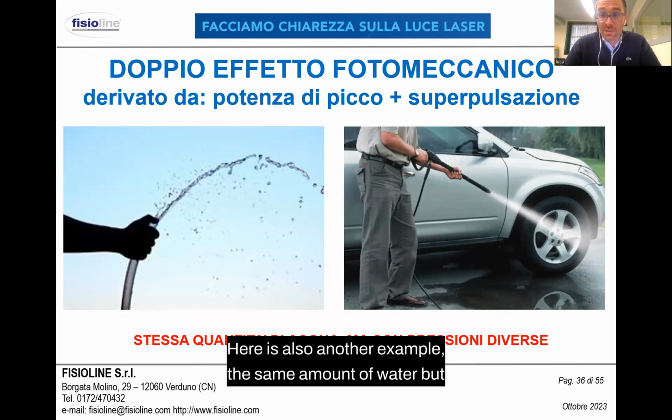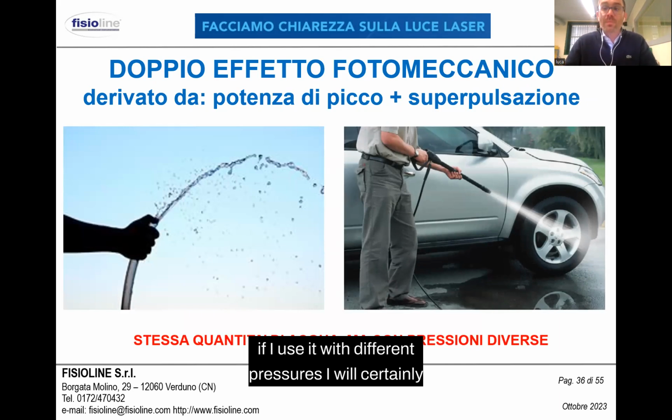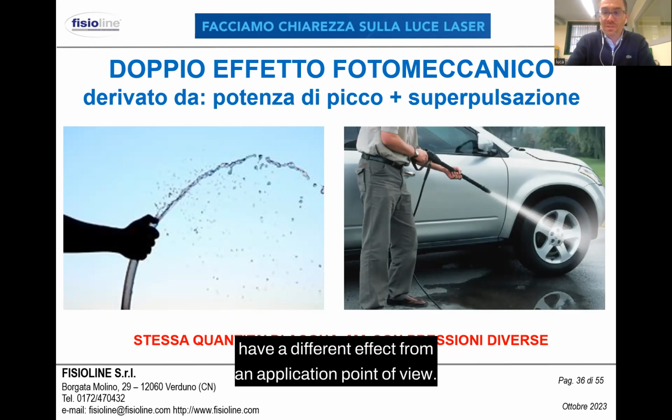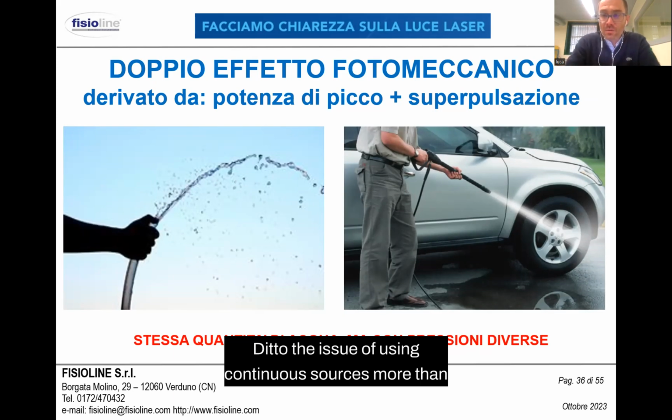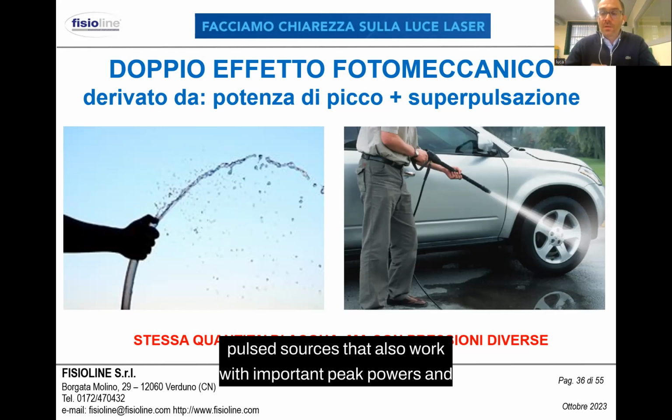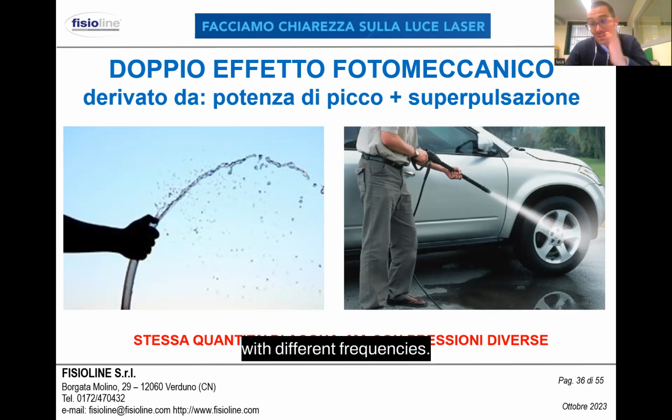Here is another example: the same amount of water, but if I use it with different pressures, I will certainly have a different effect from an application point of view. Ditto for using continuous sources versus pulsed sources that also work with important peak powers and with different frequencies.